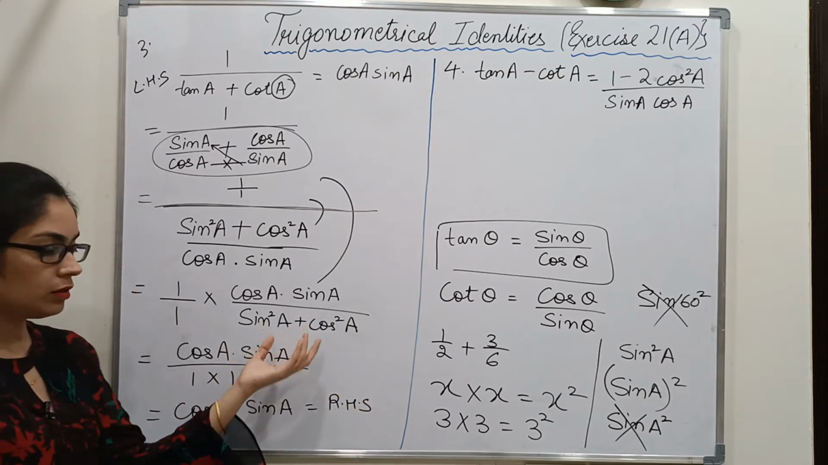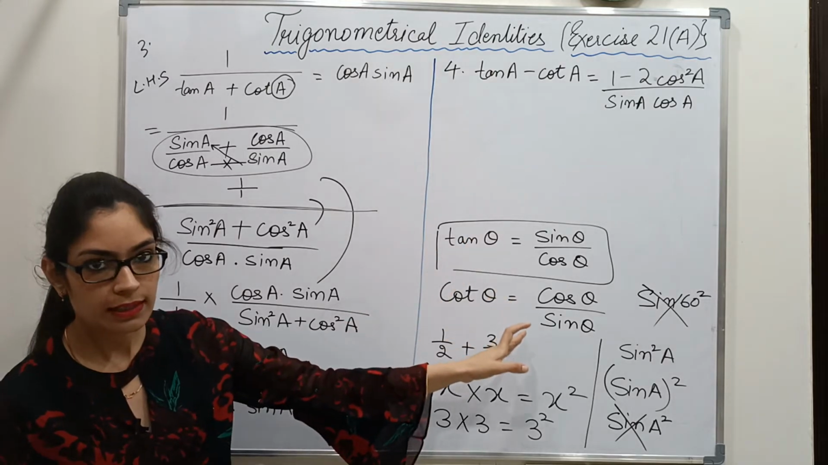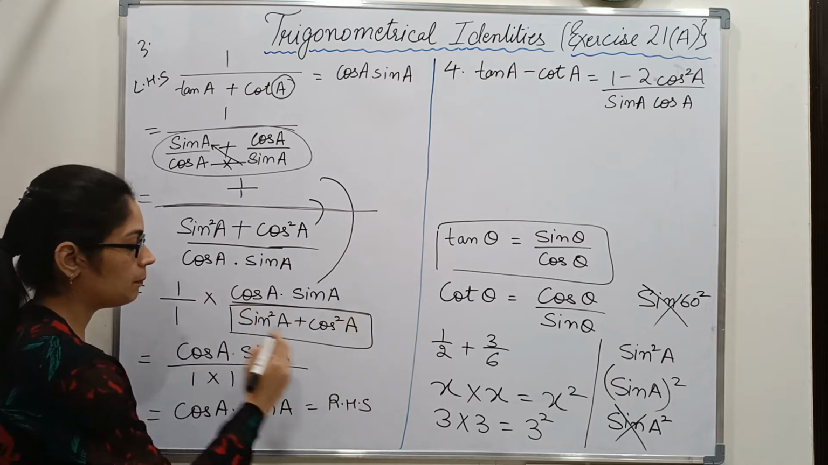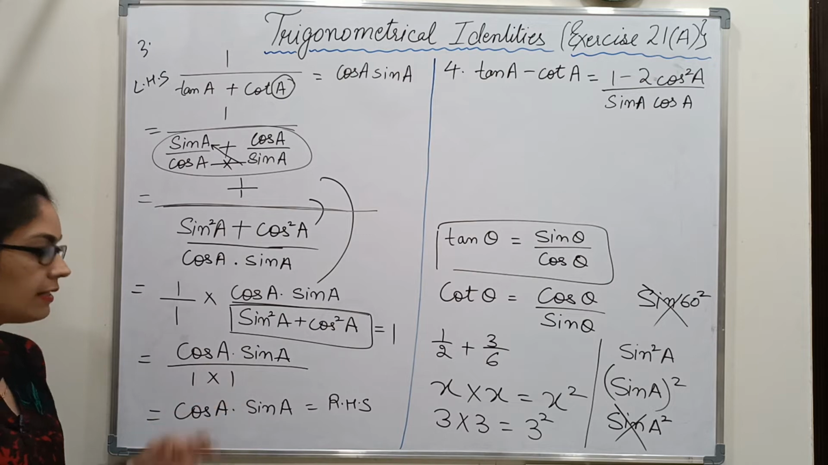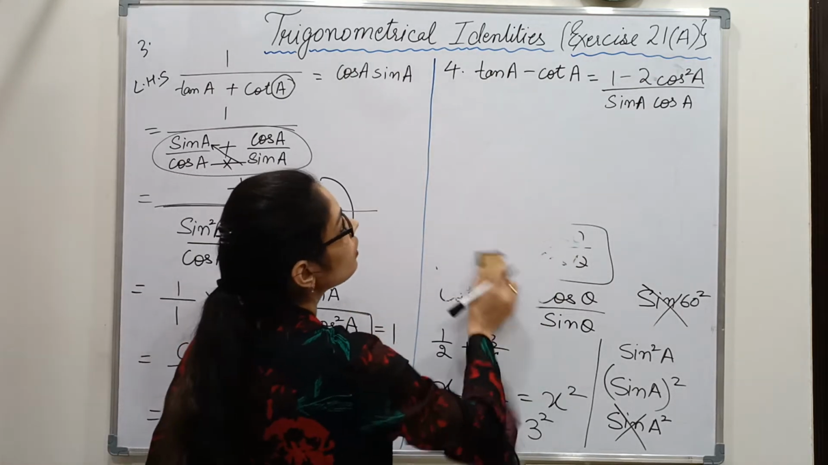So here both the relations we have used in this question, we use reciprocal relations also and we use square relation also, because sin square A plus cos square A is equals to 1. So its value I substituted here. Now fourth one, let's do.